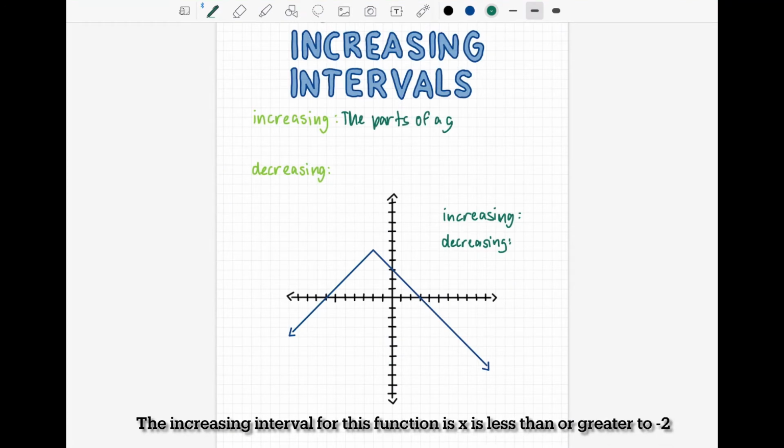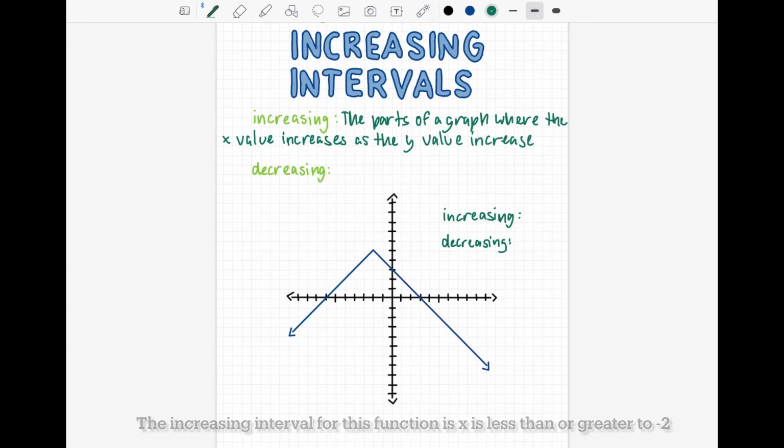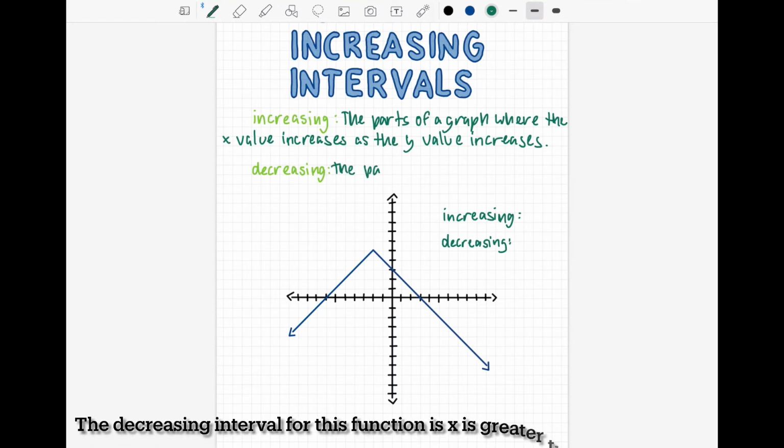Decreasing and increasing intervals. Increasing intervals are the parts of a graph where the x value increases as the y value increases. Decreasing intervals are the parts of a graph where the x value decreases as the y value increases.